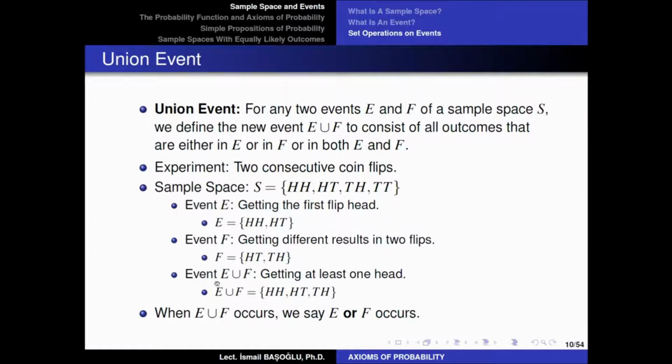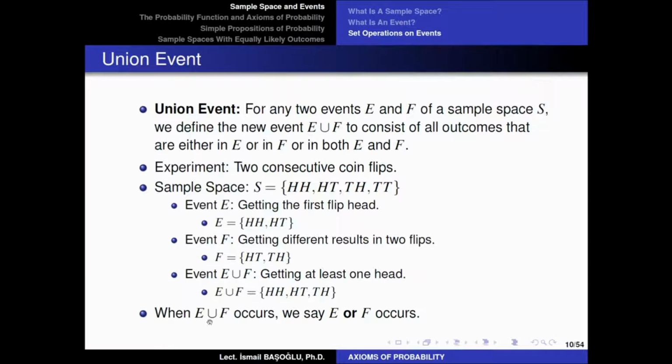Now let us define the union event of these two events, E union F. All outcomes contained in either E or F or both of them are going to be listed in the union event. So head-head, head-tail, and tail-head are going to be part of the union event. Now, how can you define the union event qualitatively? That is, getting at least one head. So getting the first flip head or getting different results in two flips, the union of these two events, is defined as getting at least one head as a result of this experiment.